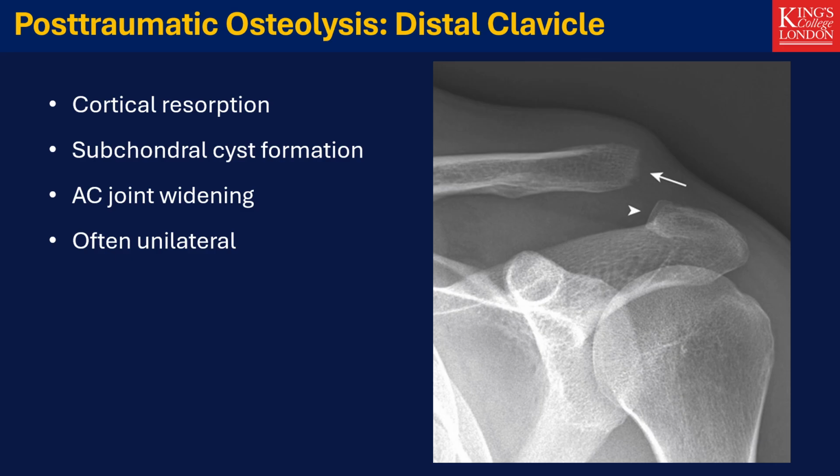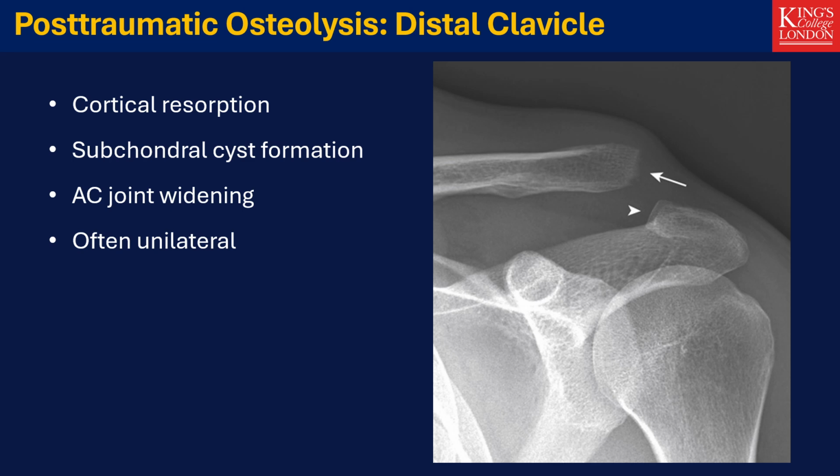Post-traumatic osteolysis of the distal clavicle may follow acute injury or repetitive stress. The key radiographic feature is progressive cortical resorption at the distal clavicle, leading to tapering and widening of the AC joint. The acromial cortex remains intact. The process may evolve over 12 to 18 months.